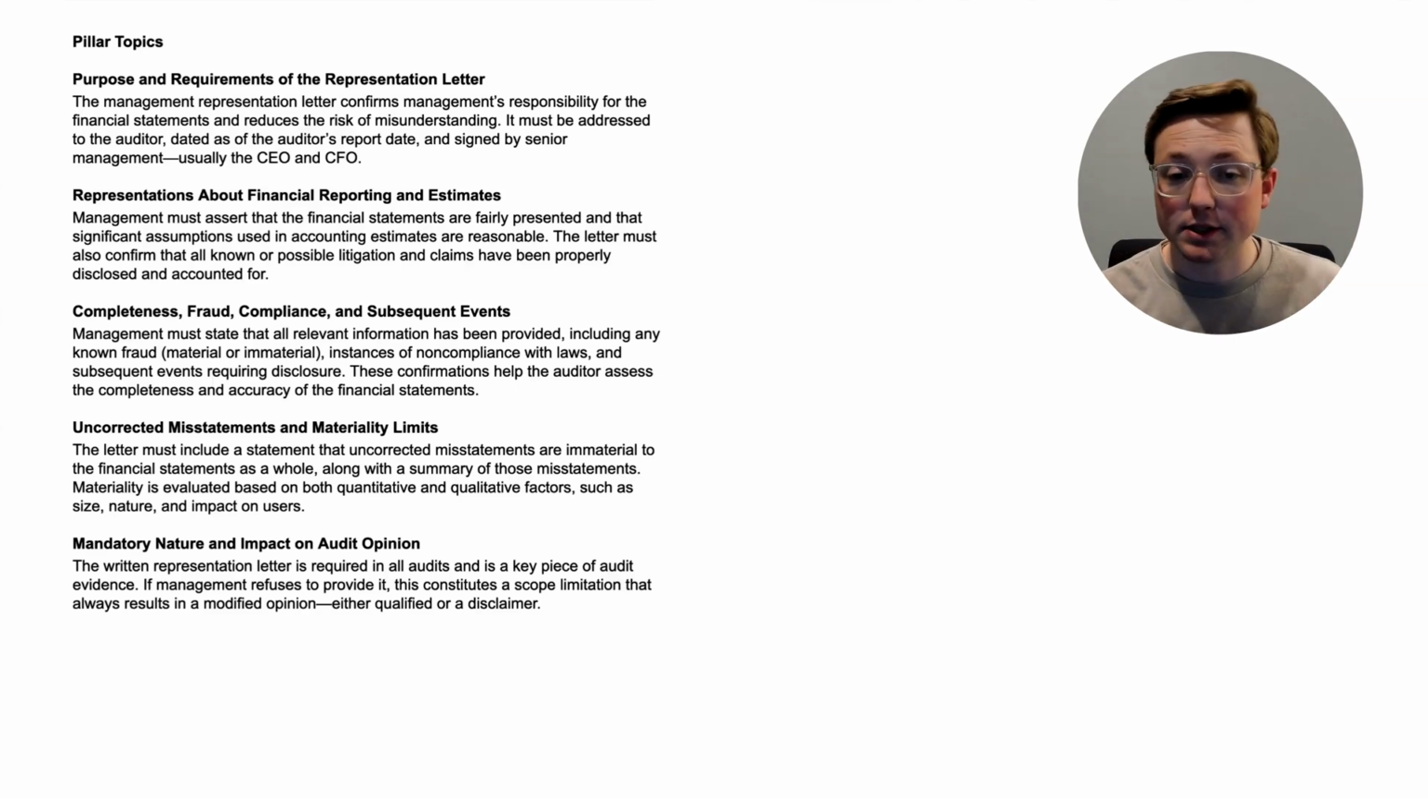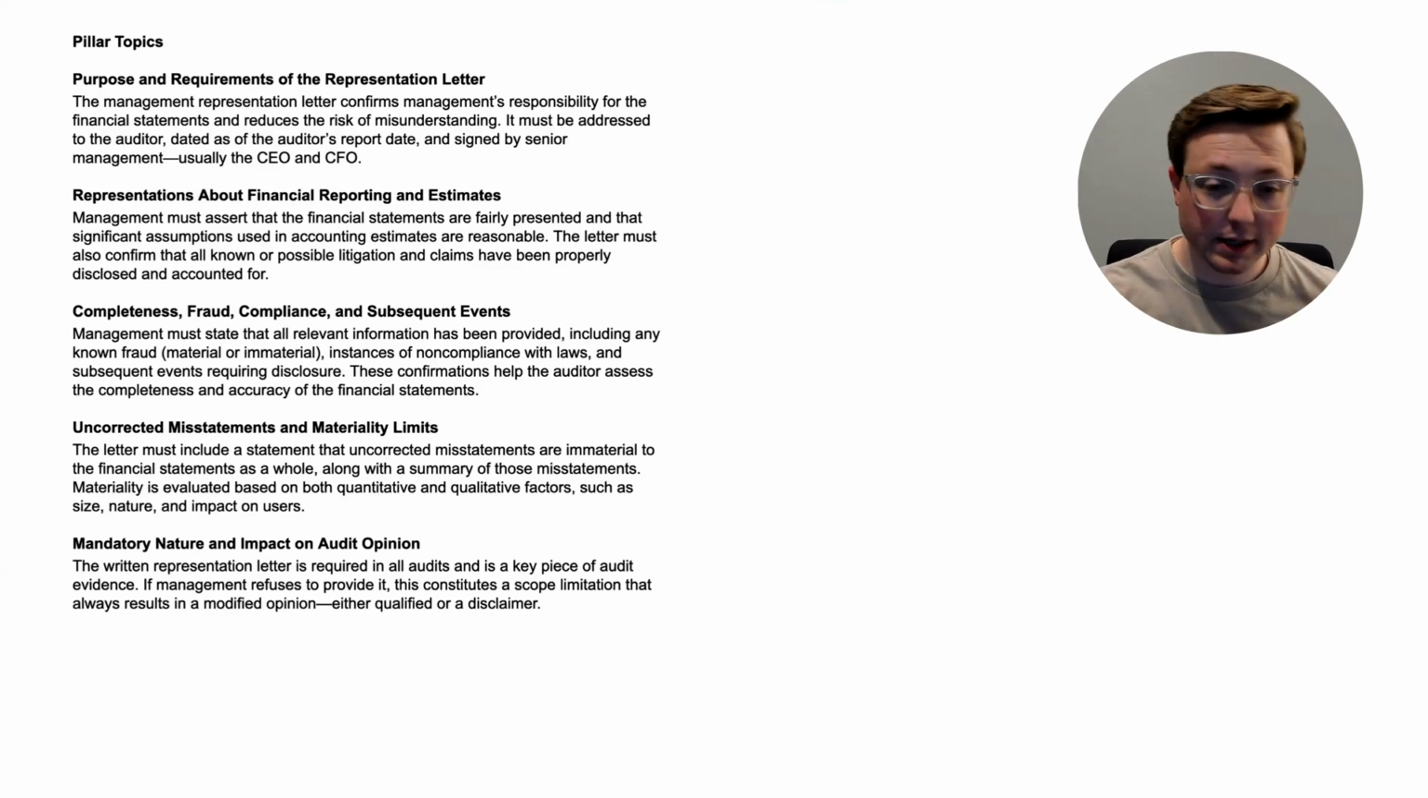Now let's talk about representations about financial reporting and estimates. Management must assert that the financial statements are fairly presented and that significant assumptions used in accounting estimates are reasonable. The letter must also confirm that all known or possible litigation and claims have been properly disclosed and accounted for.